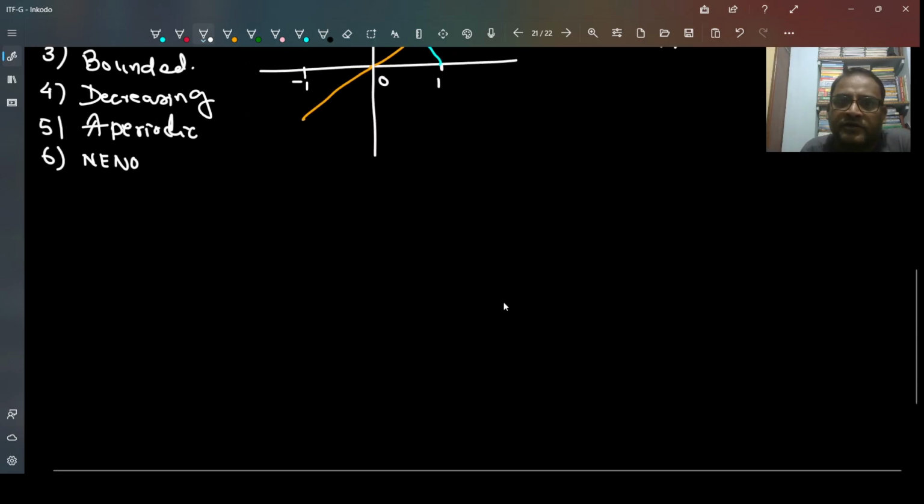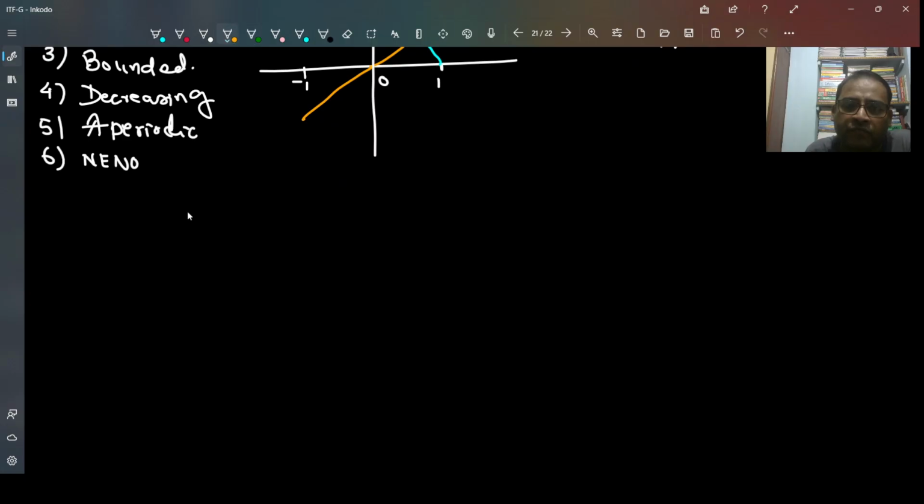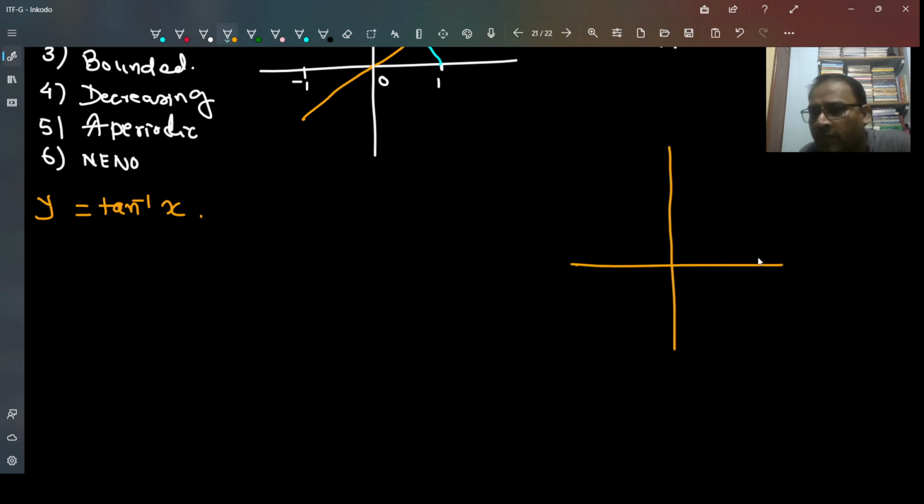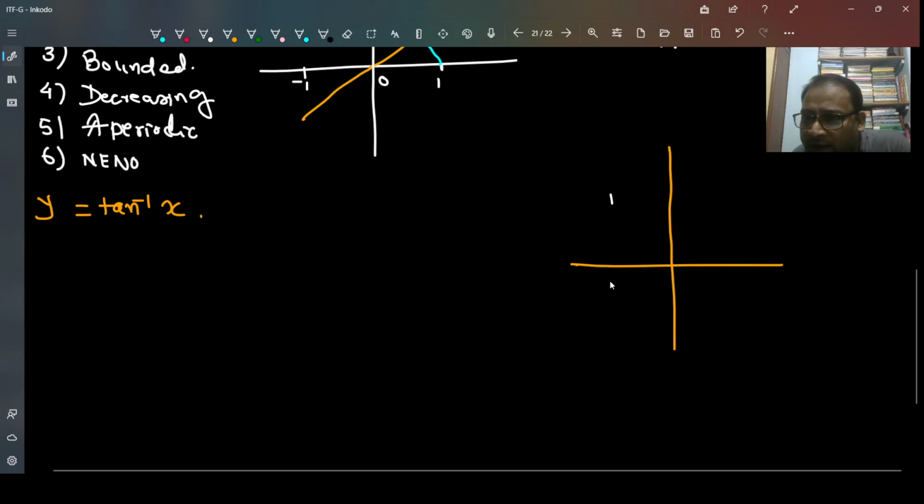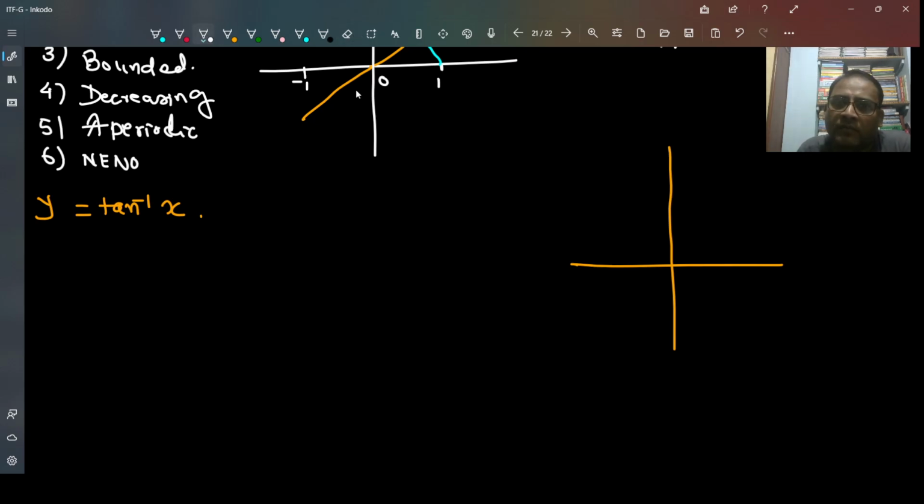Clear? Now our next function is the tan inverse function. So we have y is equal to tan inverse x. It is also written as arc tan x. If I ask you in which interval I will draw the tan so that it takes all the possible values and covers its range, your answer will be minus pi by 2 to pi by 2.